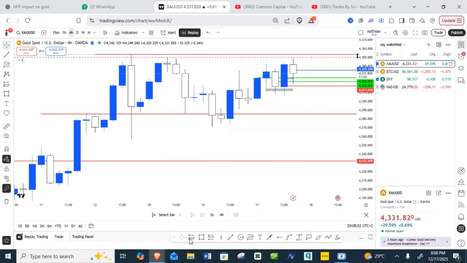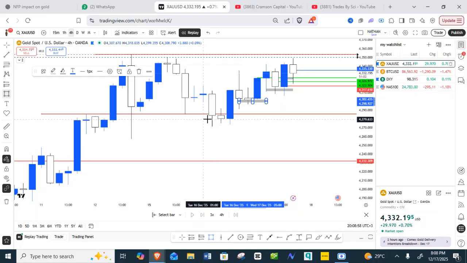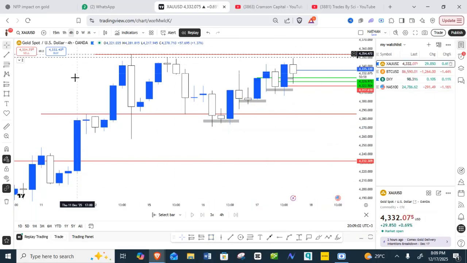So we also have higher lows forming. The market is showing us that buyers are very strong at this point. So starting from the daily until the 4 hour, everything is bullish.